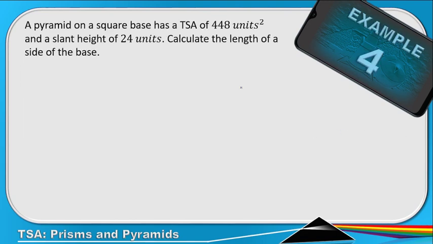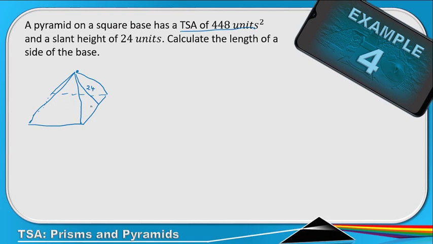Right, final example. A pyramid on a square base has a total surface area of 448 units squared and a slant height of 24 units. Calculate the length of the side of the base. Let's just draw out what they've given us here. We have this square base, and it's a pyramid, so that point goes to the 4 corners. What they give us is the total surface area, and the slant height. That means this height going down there is 24 units. Calculate the length of a side of the base.